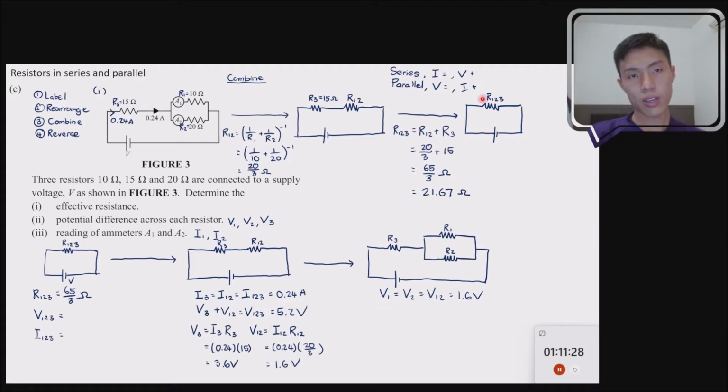The current should be added up for parallel. So the current for only the two resistors that are involved, from here to here. So R12 splits into R1 and R2. R3 is untouched, so we are going to ignore it, just R1 and R2. So I1 should be added up with I2.